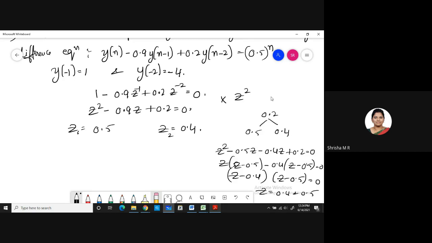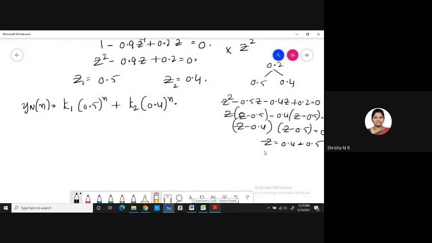Clear? Yes, ma'am. So now what are the roots? You have got the roots 0.5 and 0.4. So the natural response y_n of n will be equal to k1 into 0.5 to the power of n plus k2 into 0.4 to the power of n. This is the structure of the natural response when the roots are real and distinct.